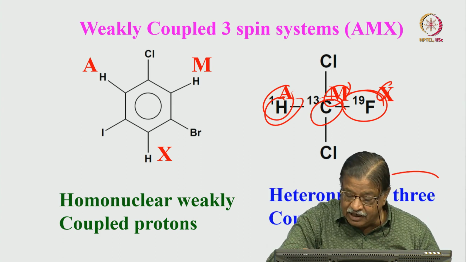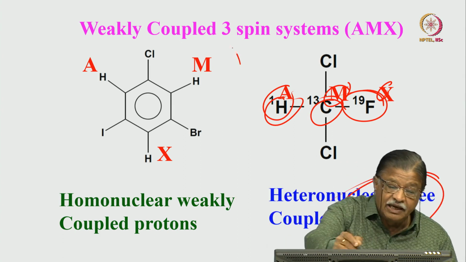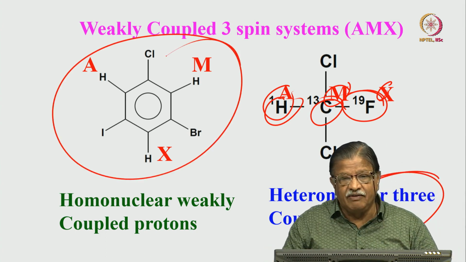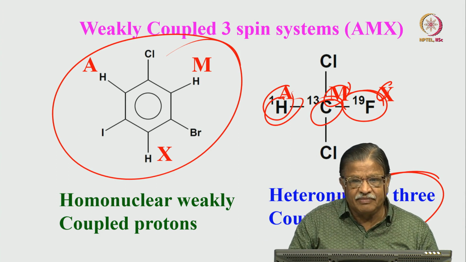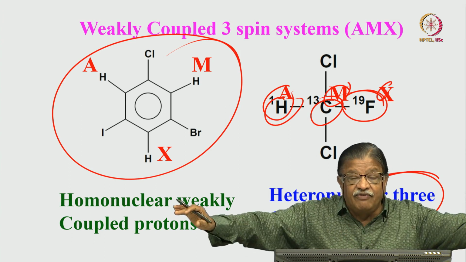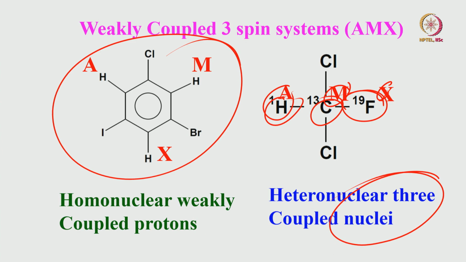So, it is a heteronuclear 3 spin weakly coupled system, and it is a homonuclear 3 spin weakly coupled system, but the main condition for either of them is that the chemical shift separation should be very much larger than the J coupling.